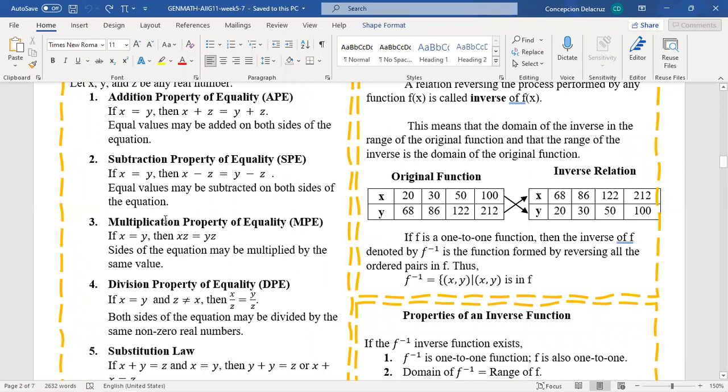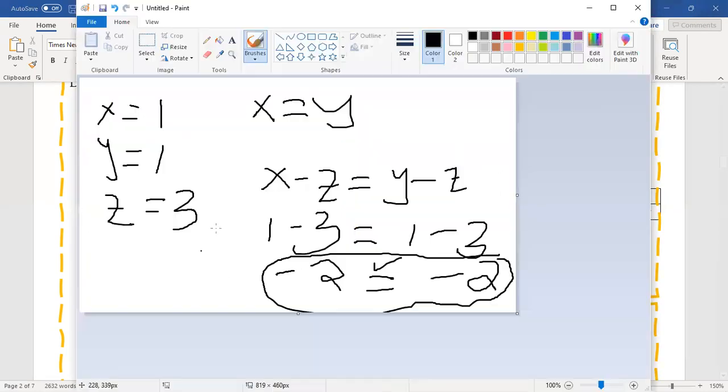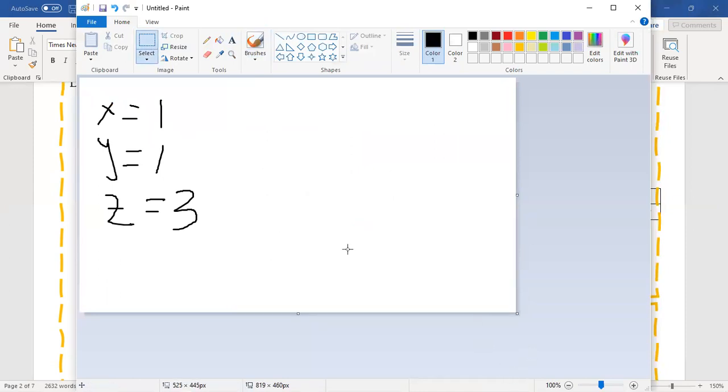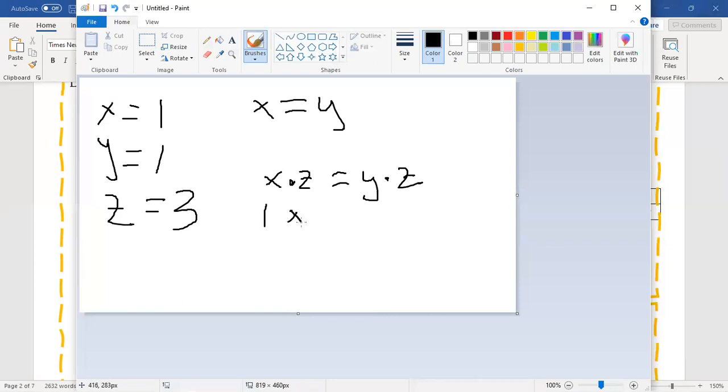Next, multiplication property of equality. So MPE. So if x is equal to y, then xz is equal to yz. So it's the same anyway. Wait, let's erase this one. Okay. So if x is equal to y, then we multiply x by z, multiplied by z. And y is also multiplied by the value of z. Substitute 1 times 3.